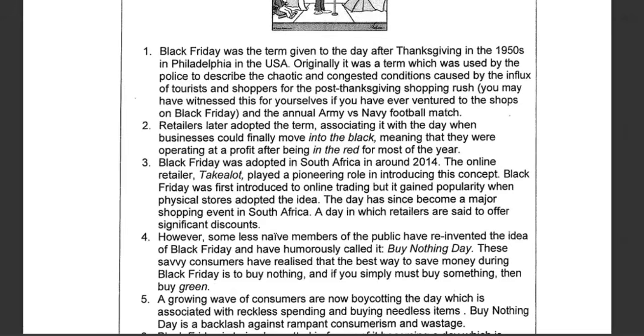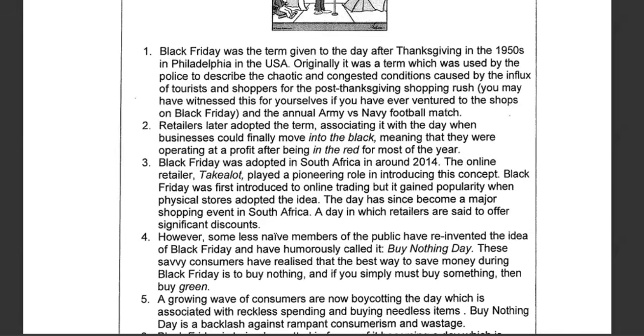Black Friday was the term given to the day after Thanksgiving in the 1950s in Philadelphia in the USA. Originally, it was a term which was used by the police to describe the chaotic and congested conditions caused by the influx of tourists and shoppers for the post-Thanksgiving shopping rush. You may have witnessed this for yourself if you have ever ventured to the shops on Black Friday and the annual Army versus Navy football match. Retailers later adopted the term, associating it with the day when businesses could finally move into the black, meaning that they were operating at a profit after being in the red for most of the year.